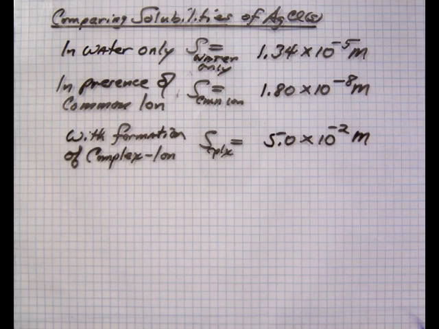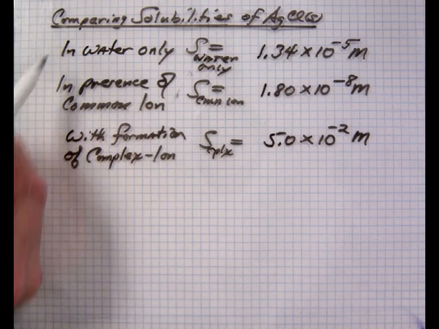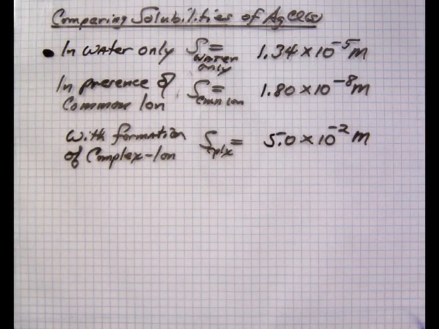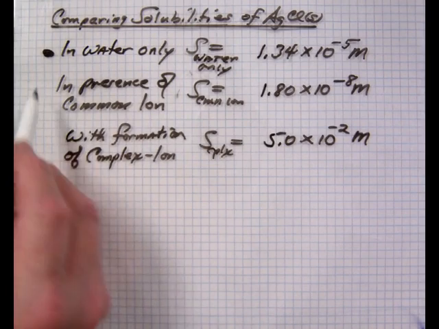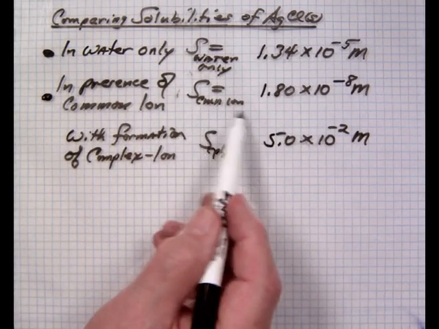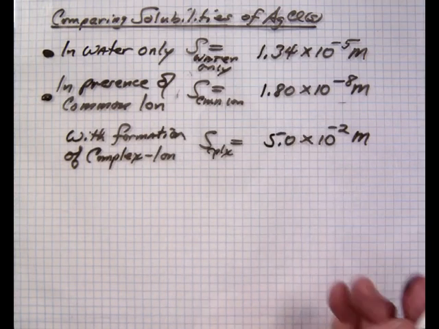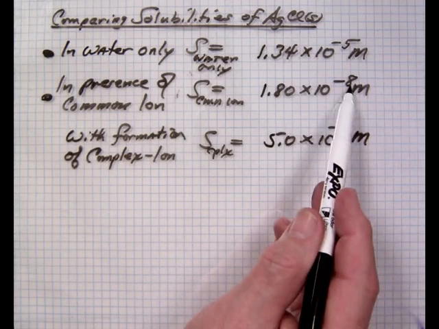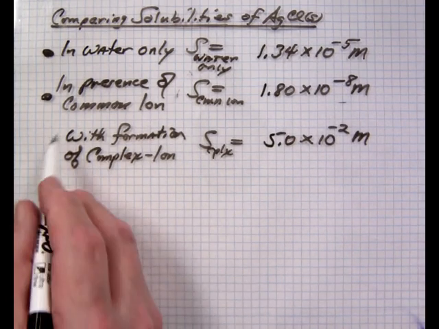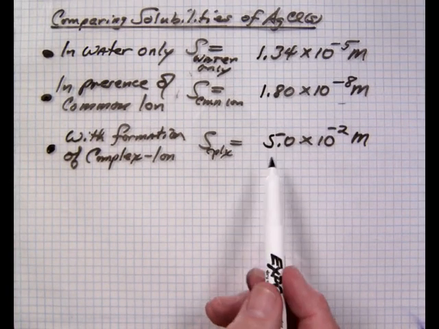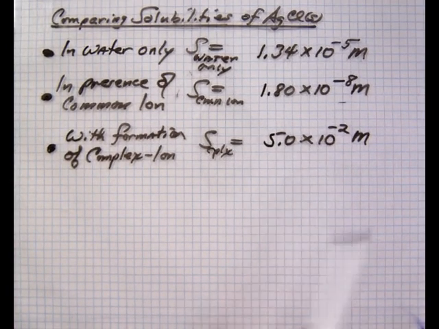0.005. So to review and compare solubilities under the different circumstances, here we have in water only, we found the solubility to be 1.34 times 10 to the minus 5. In the presence of a common ion, the solubility 1.8 times 10 to the minus 8, and that was a 0.01 hydrochloric. If you made it stronger, this would go down even further. And in the presence of a complex, solubility increased significantly to 5 times 10 to the minus 2 molar in the presence of the silver amine complex.